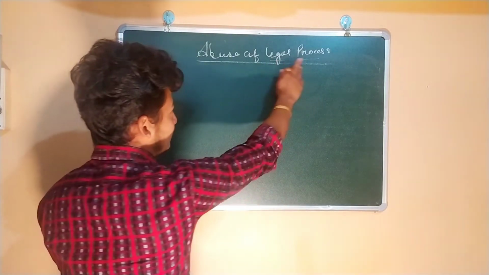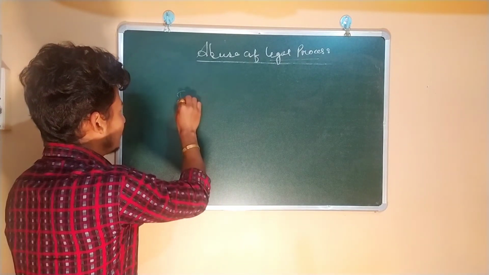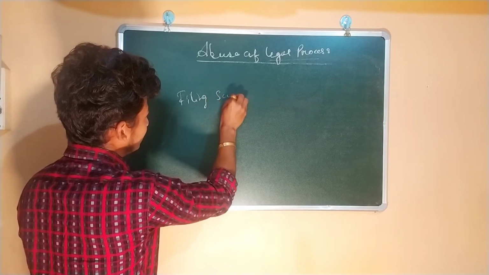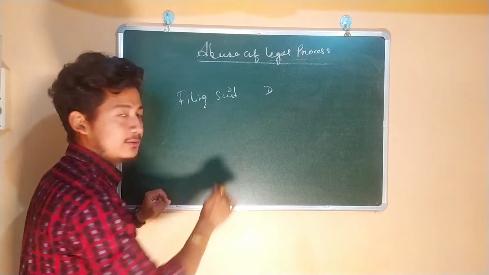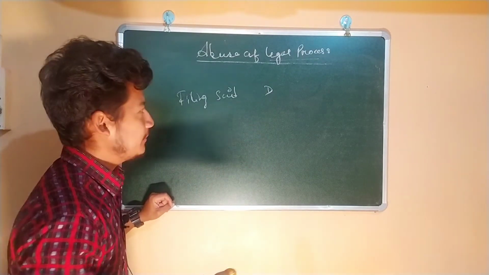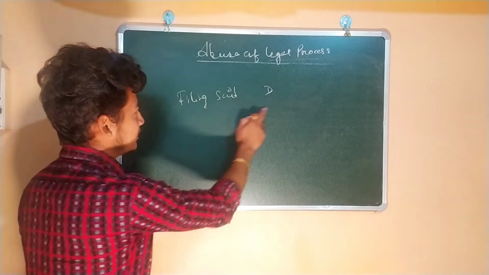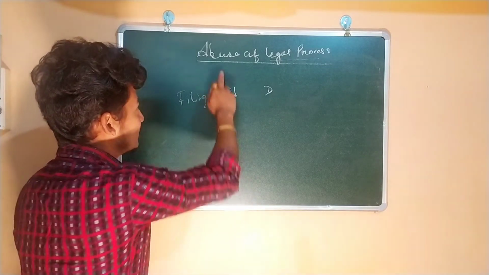So what is legal process? Legal process is a process like filing a suit against the defendant. When a plaintiff files a suit against a defendant, that is a legal process, because that is done in the court of law. And when will such legal process be termed as abuse?